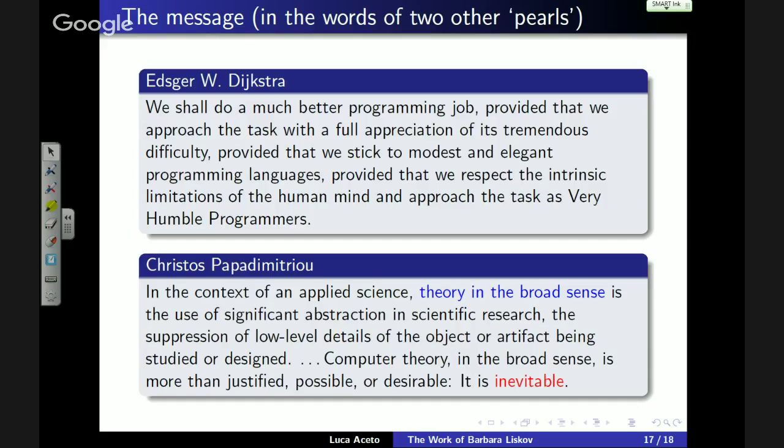And this is a quote from Christos Papadimitriou, who basically says that in computer science, abstraction is inevitable. The stuff that we're dealing with is so complicated that we really need to have significant abstractions in order to manage it. You don't want to reason about the machines in terms of the electrical devices running inside or the quantum phenomena that are in there. You will not get anywhere. You need abstractions. So he says computer theory in the broad sense, namely in the sense of using abstraction to understand sometimes the kind of things that we want to do, is not only justified, possible, or desirable, it is inevitable. So perhaps if we keep this in mind, we will all do a better job, starting from me.